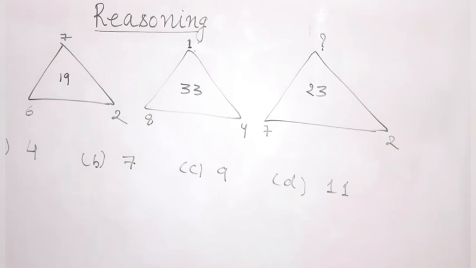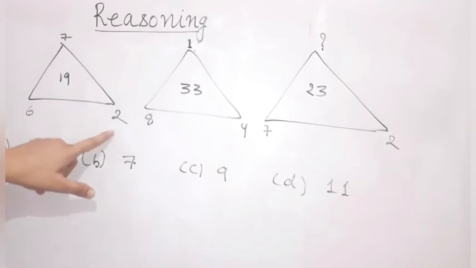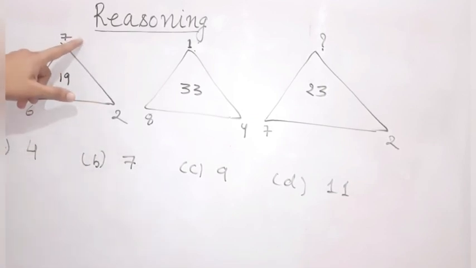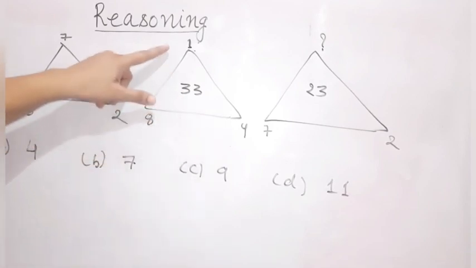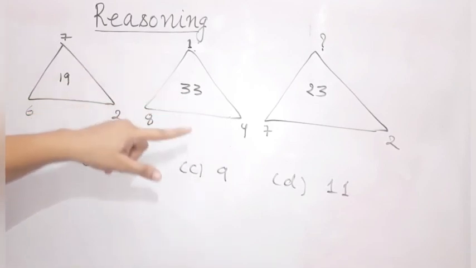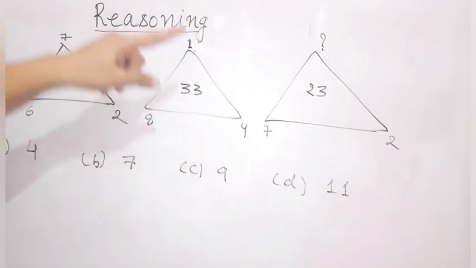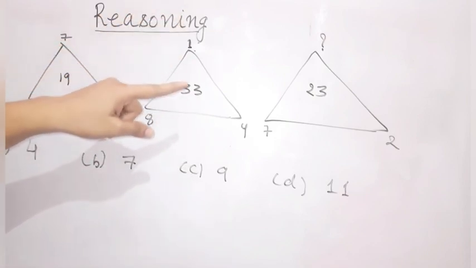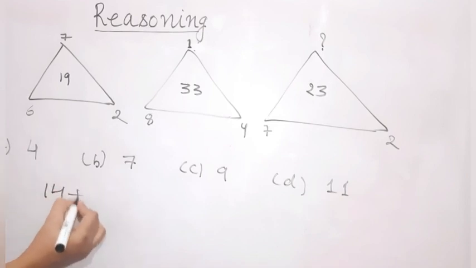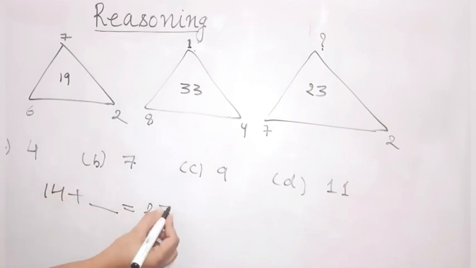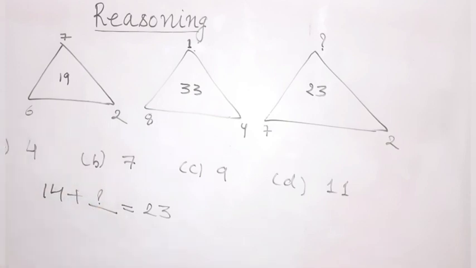Now I am going to tell you what is the pattern behind this. 6 2s are 12, 12 plus 7, 19. 8 4s are 32, 32 plus 1, 33. 7 2s are 14 and 14 plus dash is equal to 23. That means what should be added to 14 in order to make it 23? We have to find this out.